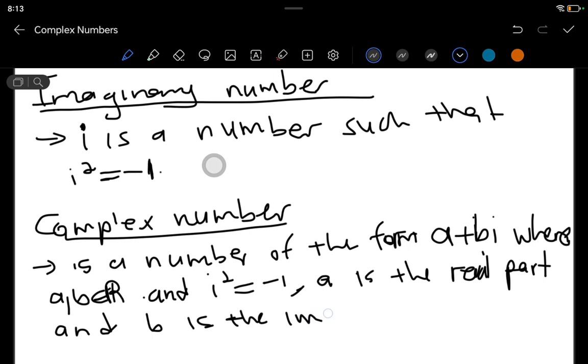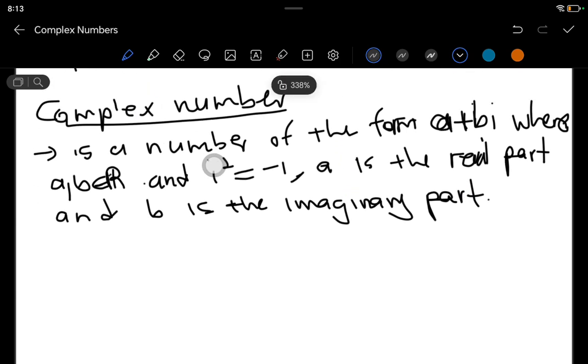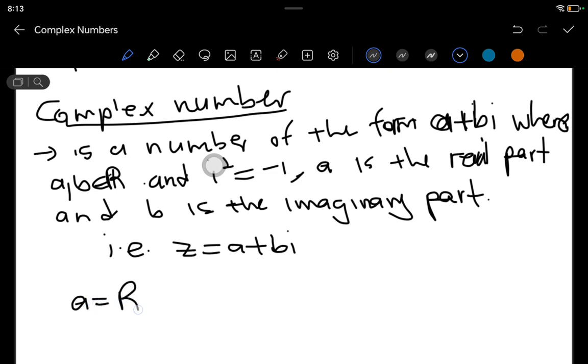So it is very important for us to know this definition. Let's say the complex number here is z equals a plus bi, meaning that a will be Re of z, the real part, and b will be equal to the imaginary part of z, which will be denoted like this. I'm sure we see this, right?